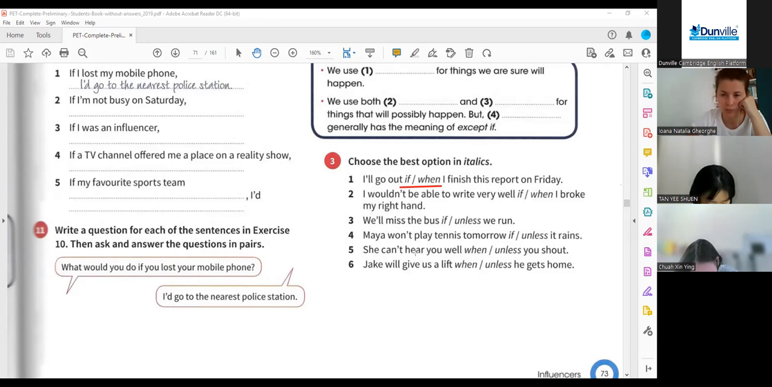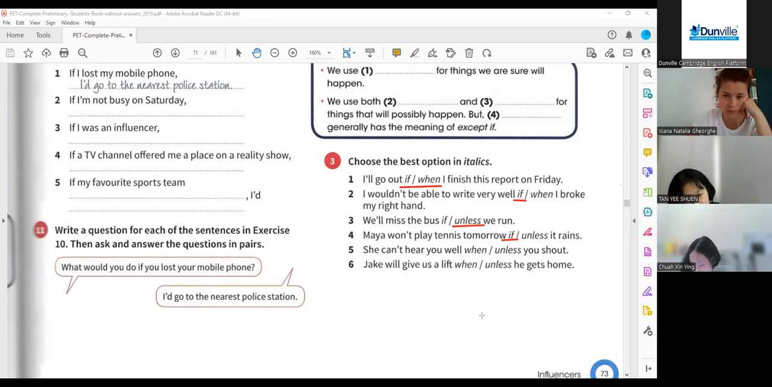Tan, number 2. I wouldn't be able to write very well if I broke my right hand. Perfect. Number 3. We'll miss the bus unless we run. Very good. Number 4. Maya won't play tennis tomorrow if it rains. Yeah, excellent.